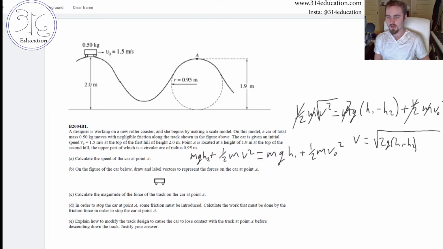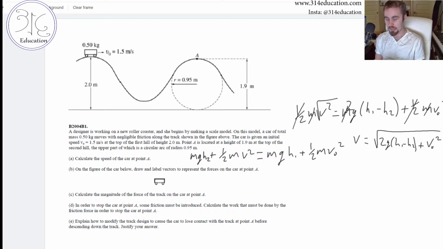This is just that difference in height, or 0.1 meters, plus our v0 squared. And that's going to be 2 times, I think, are we meant to use 10 for g? It doesn't mention it, so I'm just going to use 9.8.